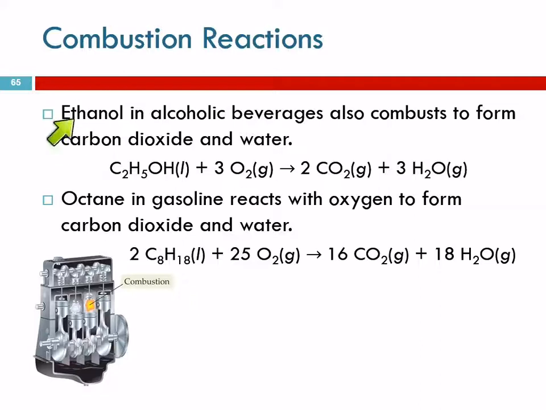The ethanol in an alcoholic beverage will combust to form carbon dioxide and water. This is the formula for ethanol. We can see it contains carbon and hydrogen and oxygen. It reacts with oxygen to make carbon dioxide and water. Octane in gasoline combusts. So here's octane. It reacts with oxygen, and it forms carbon dioxide and water. This is a hydrocarbon. It only has carbon and hydrogen.